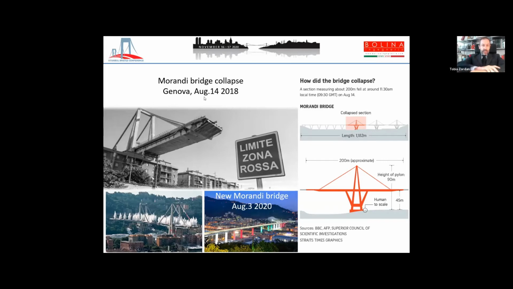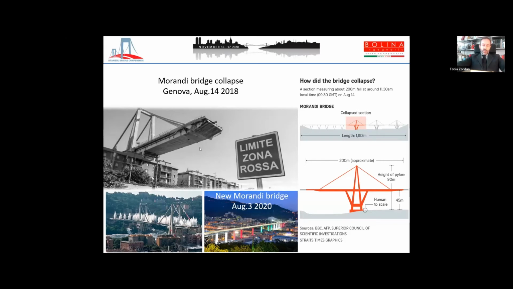This bridge collapsed on August 14, 2018. It has been discussed and presented on many occasions, many symposia, many conferences, so I won't lose any time talking about it. The bridge was demolished with a controlled demolition, and a new bridge was inaugurated on August 3rd, 2020. Just let me share one idea with you, because I will get back to it later in this presentation.